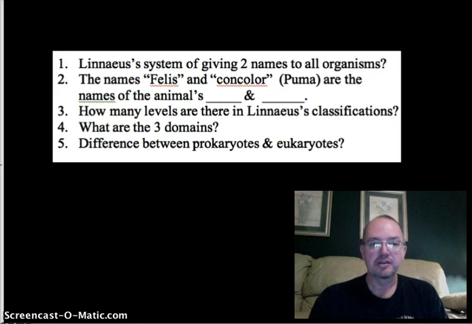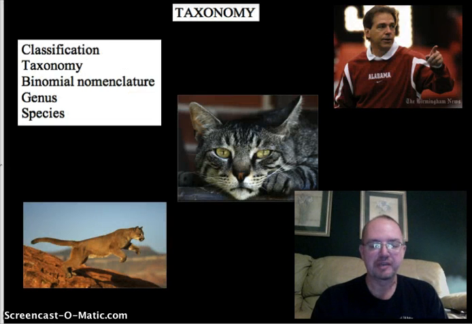Go ahead and copy down the questions and we'll talk a little bit about taxonomy. Scientists have identified more than 1 million kinds of organisms on Earth: plants, animals, etc. And biologists classify these organisms. The classification of organisms is based on their similarities, how they are alike.